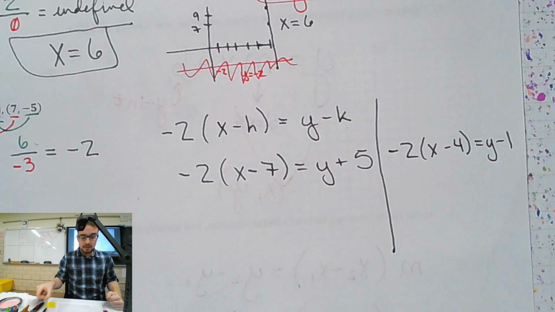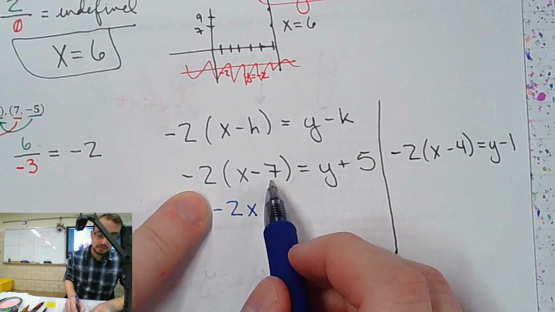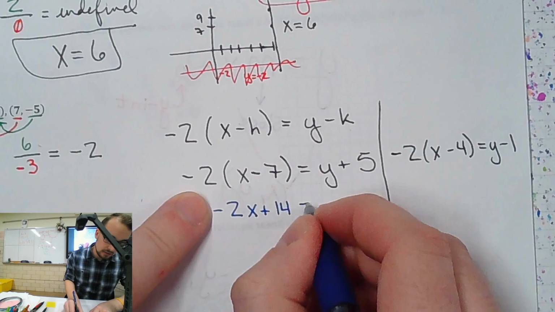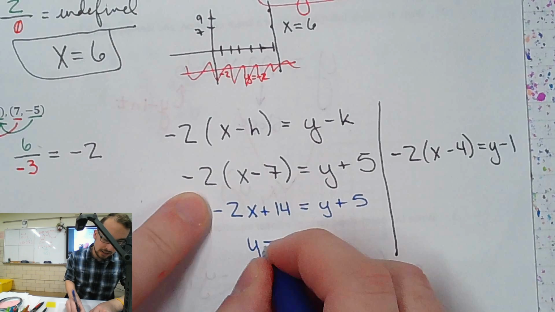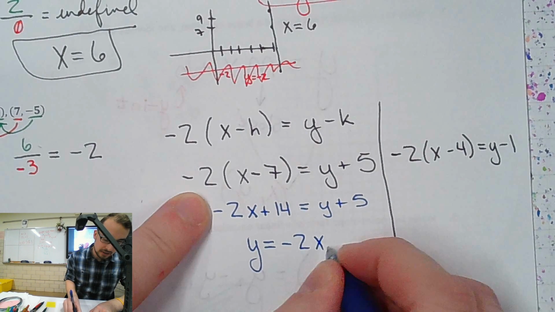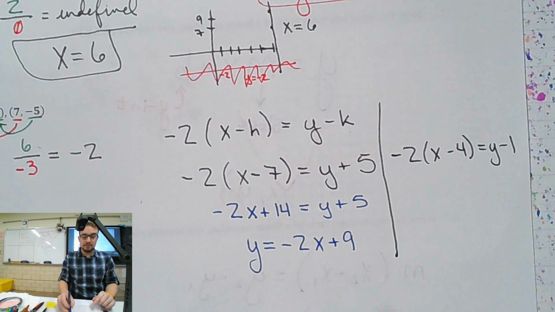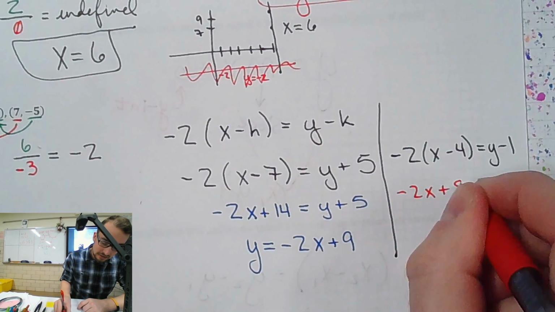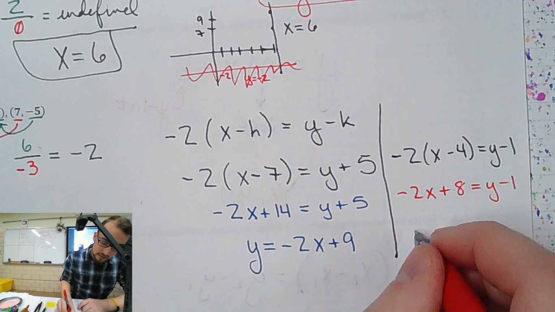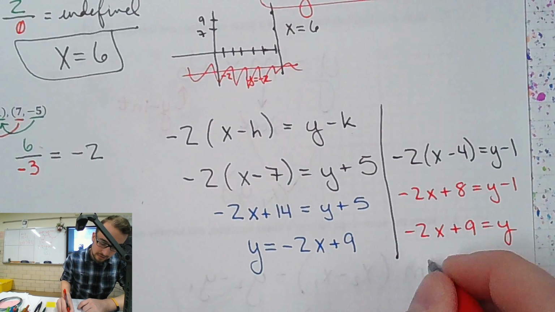We distribute the negative, right? So we get -2x. Negative and negative makes a positive. So we get 14. Get y on its own. We get y equals, I'm subtracting the 5, -2x plus 9. Is it cool that I flipped that while I did it? Yeah. If these come out to the same thing, then both should be valid. Right? This guy is -2x plus 8, -2x plus 9 equals y, and if I flip it, I get this.